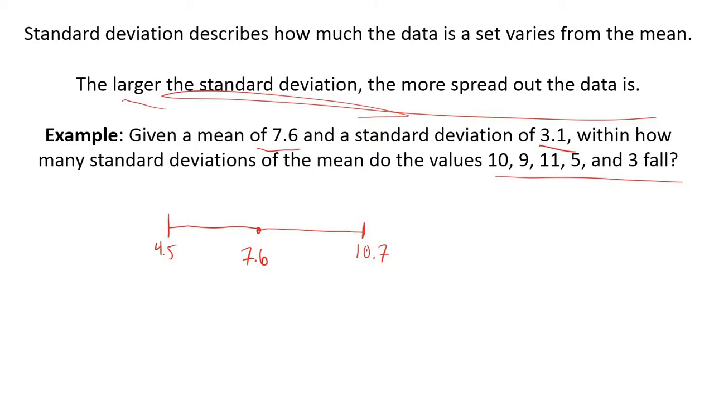So let's look. If I keep going now, 10's within 1, 9's within 1, 11, oh 11's out here, right? 11 would be a little farther. So it's within 2 standard deviations. 5 fits within 1. 3 is over here. So it's 2 as well. So what are they asking? Within how many do the values fall? Well, overall, 2 standard deviations, all of that data would fit within. So if you run into a question like that, that's all they want you to do.